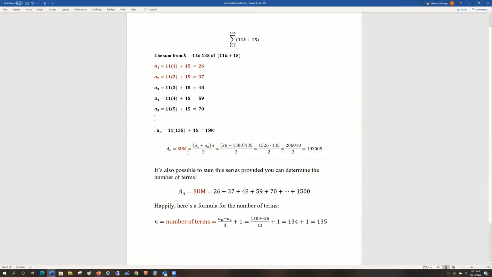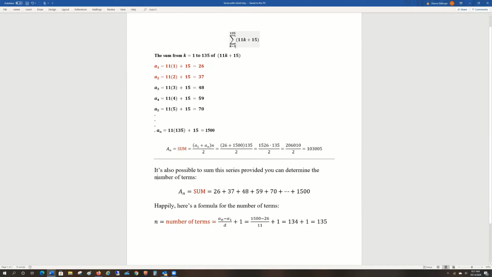The sum is a sub 1 plus a sub n. What does that mean? Well, a sub 1 is simply the first number, and a sub n is the last number. And so you're going to need to know what you get when you replace k with the bottom limit, which doesn't have to be 1.